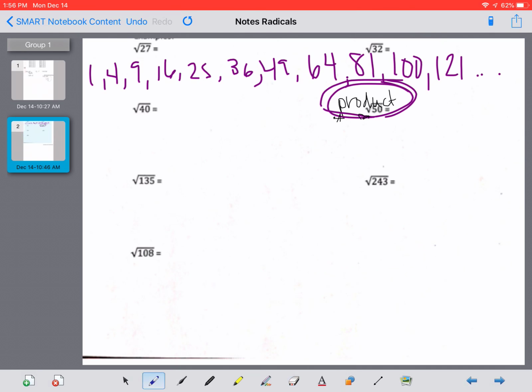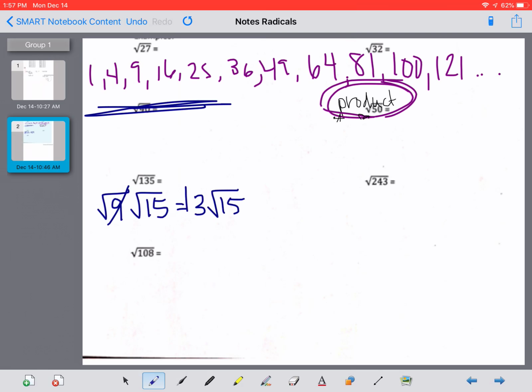So 135. 9 can go into 135 15 times. The square root of 9 is 3. 15 is not listed above here, nor does 9 or 4 evenly go into 15. So then we leave it as 3 square root 15.